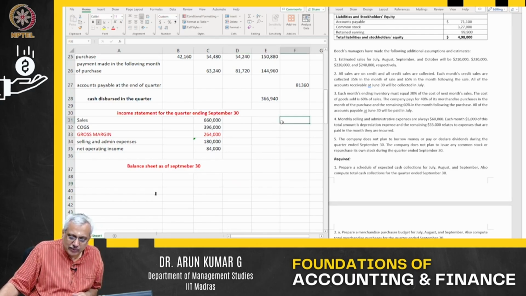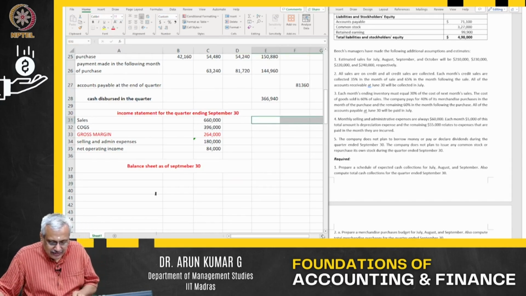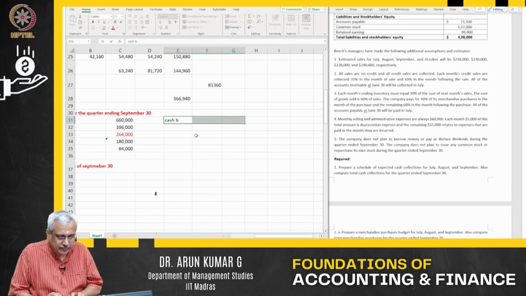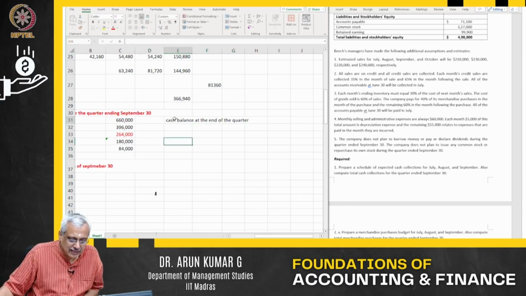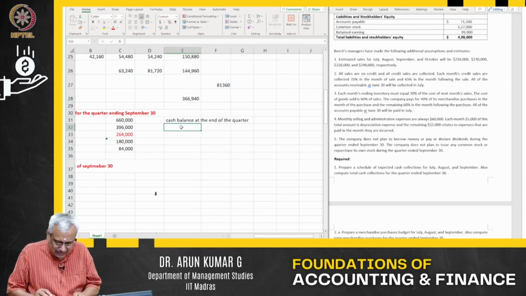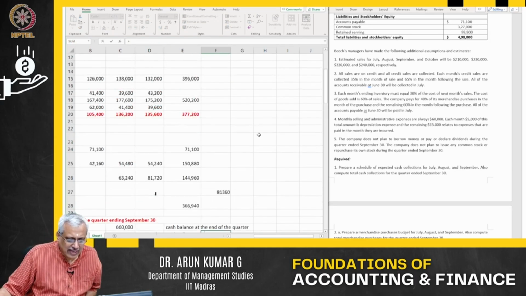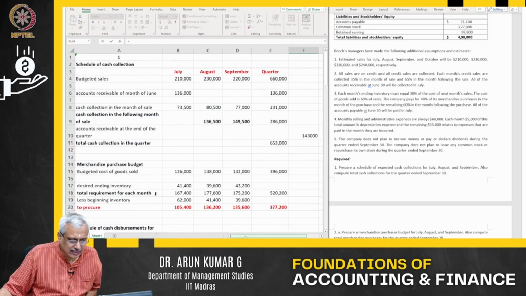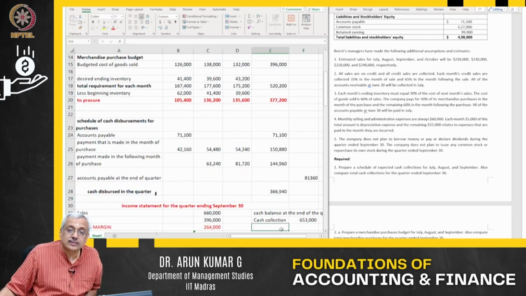Let me work by the side out here. I am calculating the cash balance at the end of the quarter. Let us say cash collection. What is the cash collection? We have the cash collection out here. This is the cash collection for the end of the quarter.